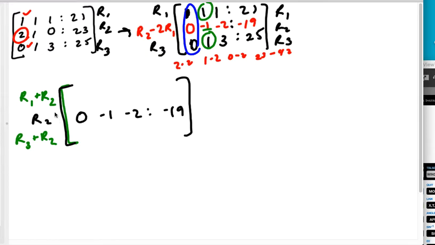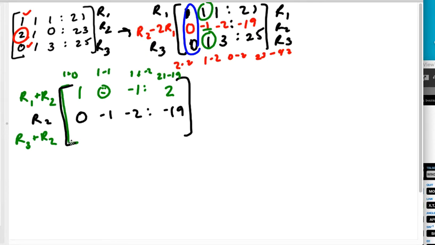Row 1 plus row 2. So row 1 plus row 2 is 0 plus 1, which is 1, right? Because this is 0, this is 1 plus 0, right? Row 1 plus row 2 would be 1 minus 1, which is 0. That was the whole point, right? That was the whole goal. And row 1 plus row 2 would be a negative 1, right? Because this would be a 1 plus a negative 2, right? Row 1 plus row 2 would be a positive 2 because it would be a 21 minus a 19, right?